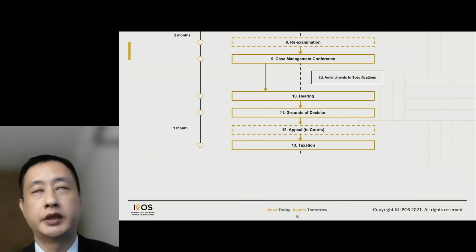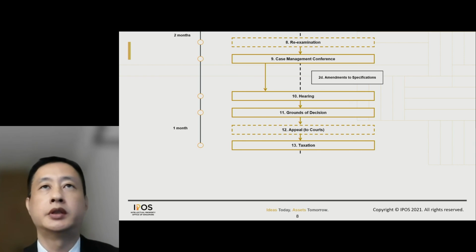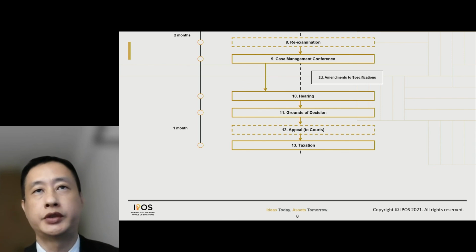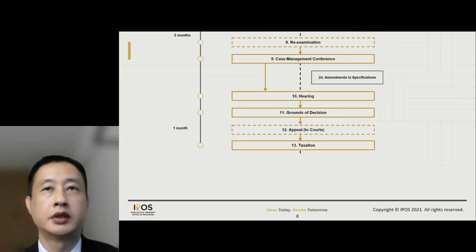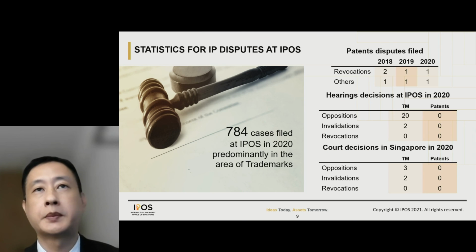At this point, the re-examination of the specification may be called for. And then after a case management conference, there will be a hearing, and then a grounds of decision will be issued. This grounds of decision may be appealed to the courts. And then finally, there is optionally a taxation stage. In this stage, the costs awarded to parties may be heard. Next slide, please.